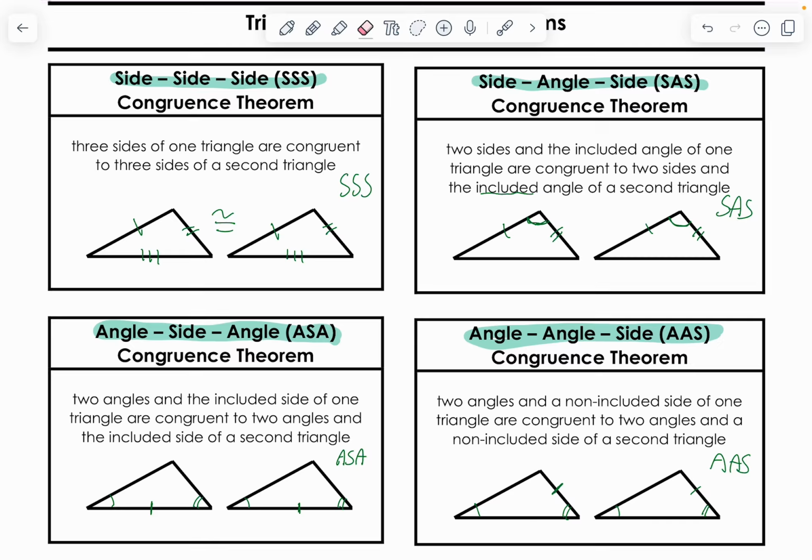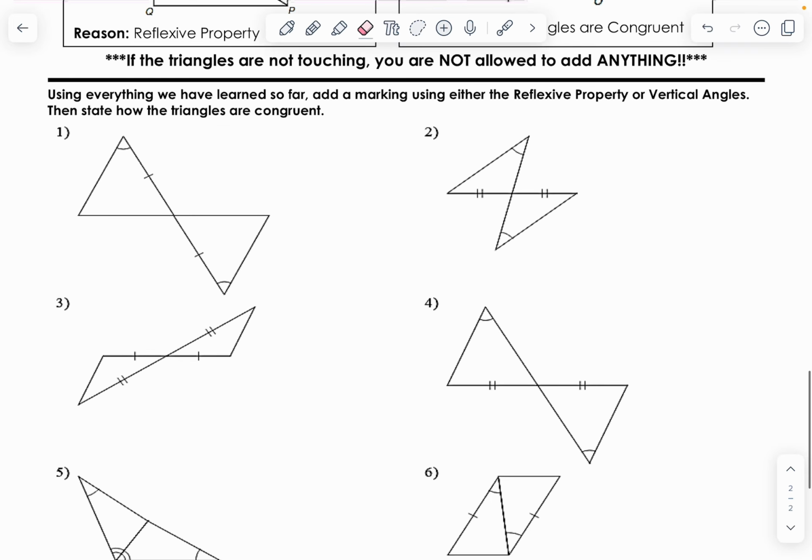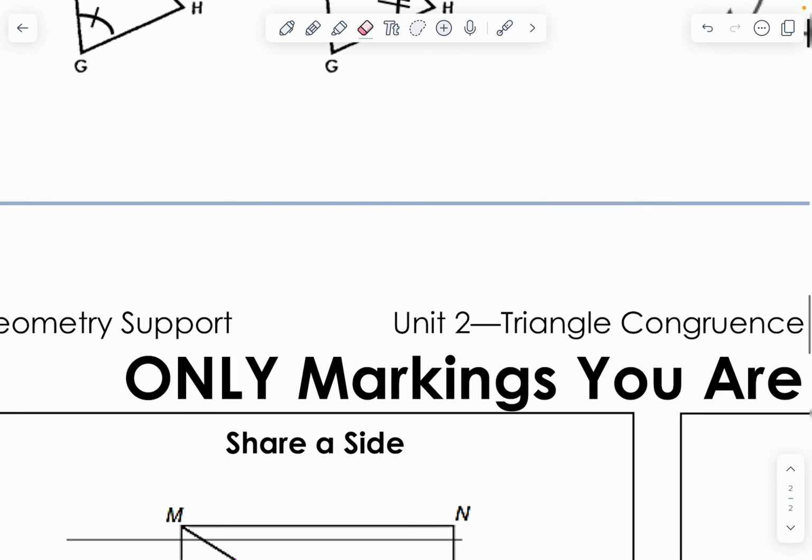So one of the things that we're going to need to make sure we're able to do on quizzes and tests is if I give you two triangles like this right over here, I'm going to come back to the notes in a little bit, but if I see two triangles right over here, it's going to be up to us to figure out, are these two triangles congruent, yes or no? And if they are, how do we know? So that's where we're going to use side, side, side, side, angle, side, angle, side, angle, and angle, angle, side.